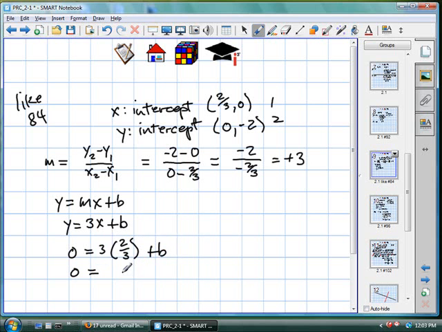And what happens when you multiply 3 times 2/3? The 3's cancel, you get 2. And so it should be pretty clear that b has to be negative 2, doesn't it? So just finish writing the equation now. I don't know why I put that so high.